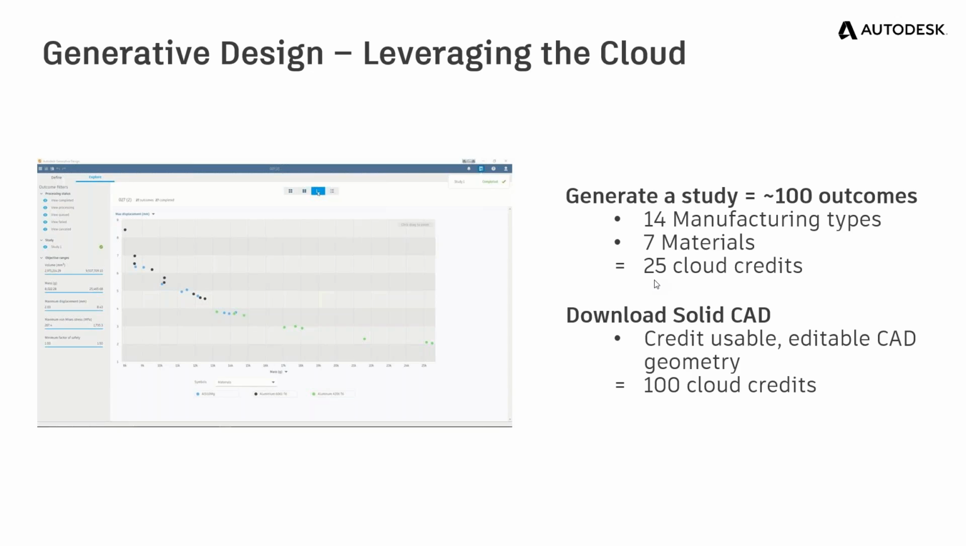So the last thing I should cover on this is that when we're running a generative design solve, we leverage the cloud to give us those hundreds and thousands of outputs, and then ultimately load back editable solid CAD geometry that's been created for us. So using the cloud, we have what's called cloud credits, which we'll talk a little bit about later on. But when you generate a study within Fusion 360, it costs 25 cloud credits. And to download the solid CAD geometry in the back end, it costs 100.